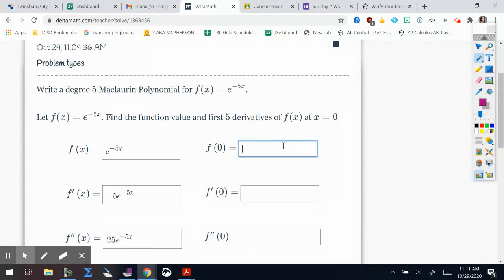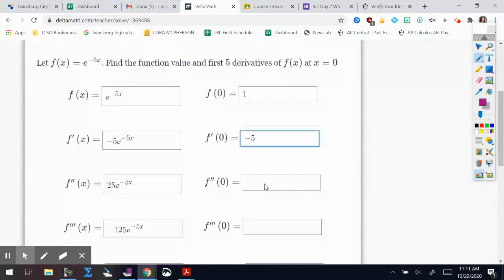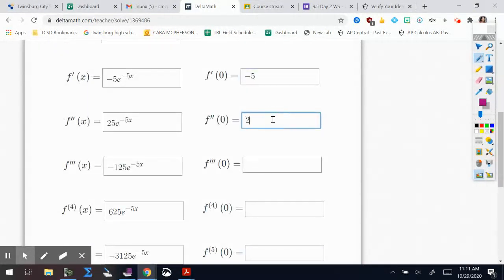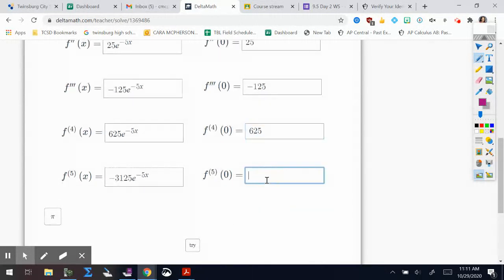All right, so when I put 0 in, e to the 0 is 1. So my first term is just going to be a 1. My second term is just going to be a negative 5. All the e pieces are going to be 1. My next term is going to be 25 when I put 0 in, then negative 125, then 625, and negative 3,125.